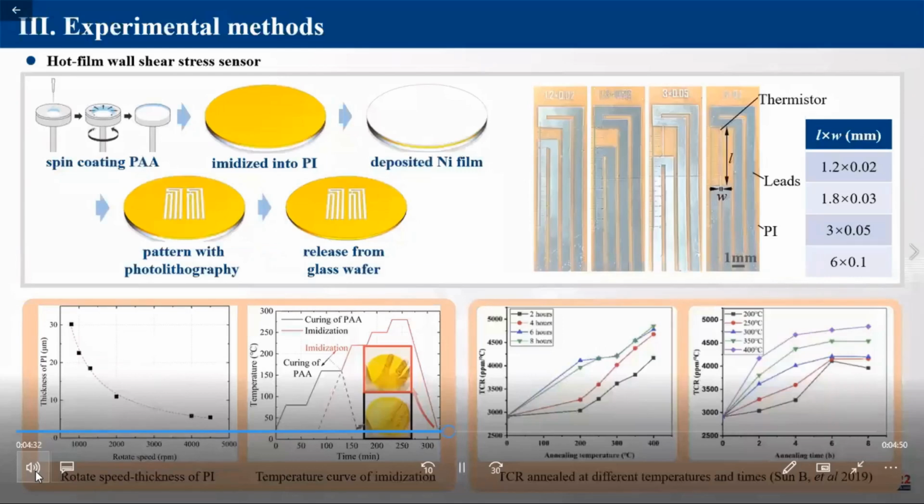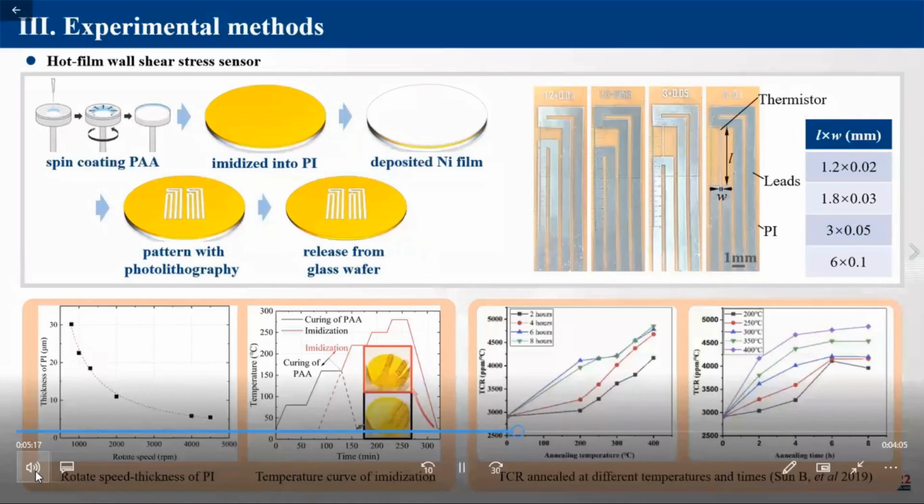Four kinds of hot film sensors are designed with the same aspect ratio: 1.2 mm length, 1.8 mm length, 3 mm length, and 6 mm length. This is the process for fabricating hot film sensors. Firstly, a layer of 30 micrometer polyimide was coated and cured on a glass wafer as a flexible substrate for the hot film sensor. Secondly, a layer of 1 micrometer nickel was deposited on the polyimide layer, and then the thermistor and its leads were patterned with photolithography, and finally, the flexible sensor was released from the glass.